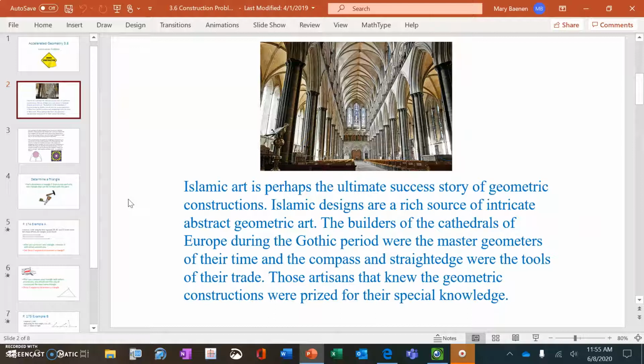Builders of cathedrals in Europe during the Gothic period were also master geometers of their time, and the compass and the straight edge were the tools of their trade. Those artisans that knew the geometric constructions were prized for their special knowledge. Probably giggle at that today, but back then, everything was constructed with compass and straight edge, and they got great designs out of it.